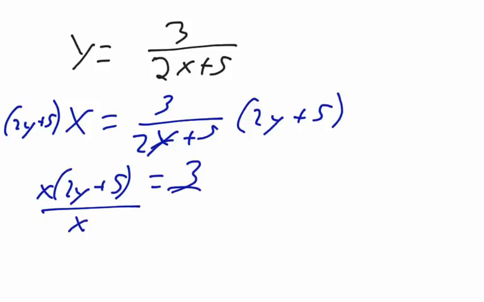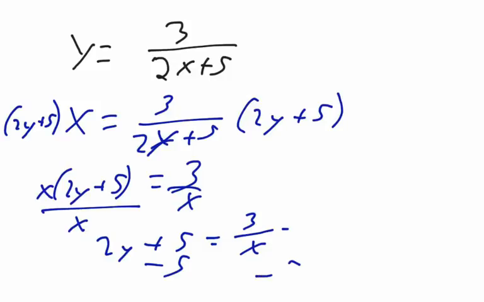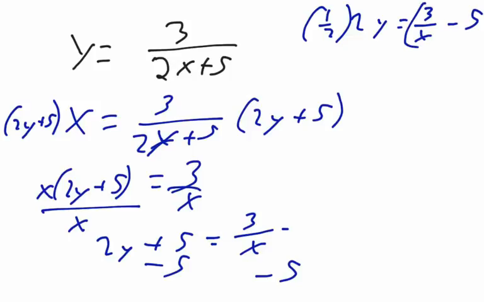Divide both sides by x. So 2y plus 5 equals 3 over x. Minus the 5, minus the 5. And so we got 2y equals 3 over x minus 5. And multiply both sides by 1/2. So y equals 3 over 2x minus 5/2.